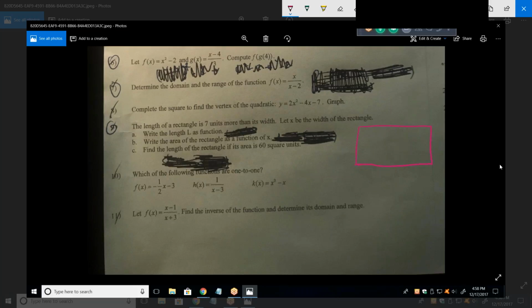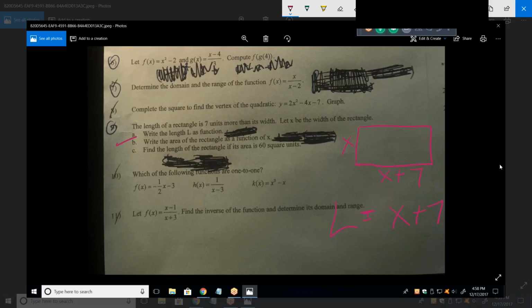Here's our rectangle. Let x be the width. What's the length? 7 more than that, so just x plus 7. Write the length as a function. Okay. Length equals what? x plus 7. Okay. I guess once you draw a picture, you get ahead of yourself.